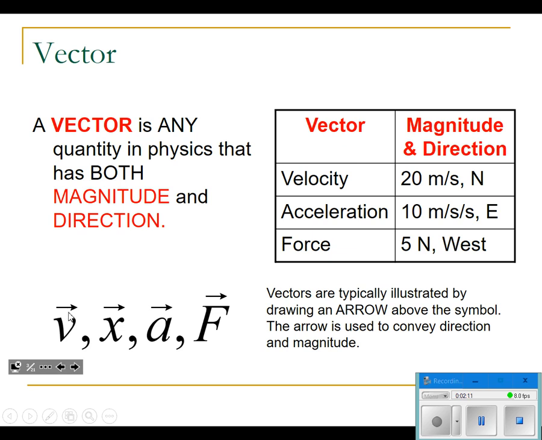So I want you to take just a few minutes and look at your formula chart and see how many things have arrows over them. All right? So this would be where you could pause and check that out real quick. Everybody take a minute to do that.